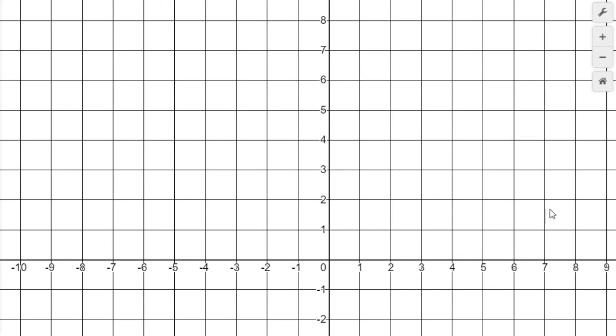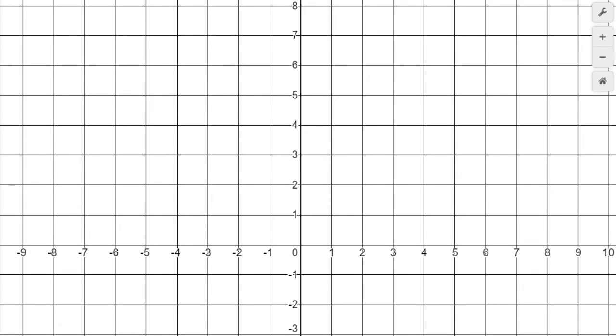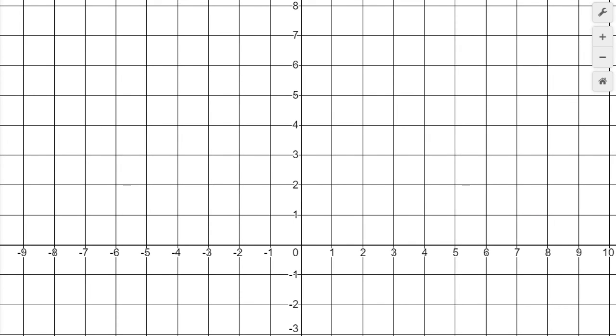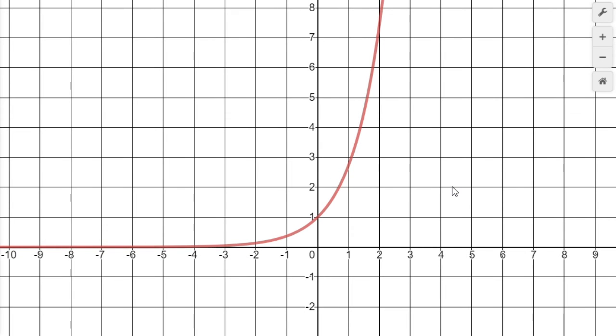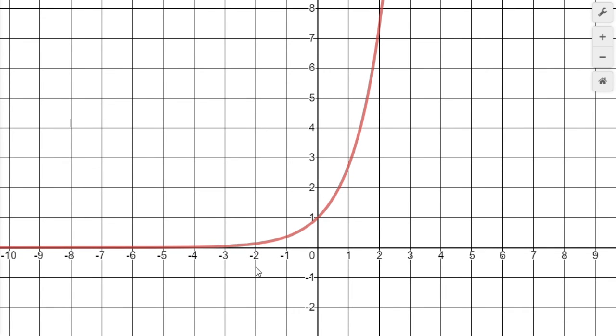Here's our empty graphing space. And now I'm going to go ahead and graph my e to the x function. Let me turn that into red color. So in red ink, this is our famous e to the x function. It's going one way, from the left to the right, it keeps increasing, and it's increasing more rapidly.